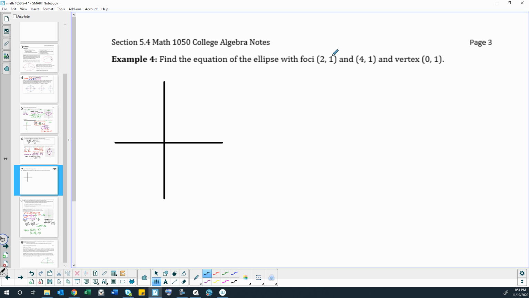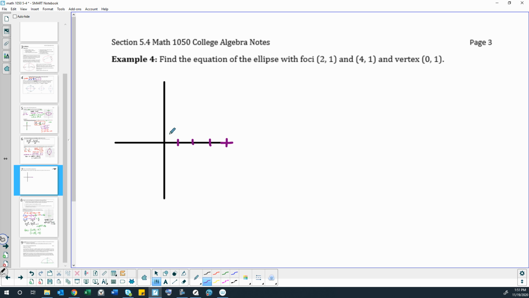Example 4. Find the equation of the ellipse with foci at (2, 1) and (4, 1), and vertex at (0, 1). Alright, so I don't need to do a graph. It doesn't say anything about a graph, but sketching a graph really helps me to figure out things. And I happen to know that I really want my grid on this graph to be a little bigger than what I've done in the past. Maybe, maybe not. But for this part, I will.